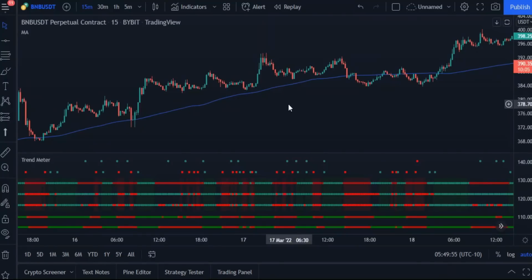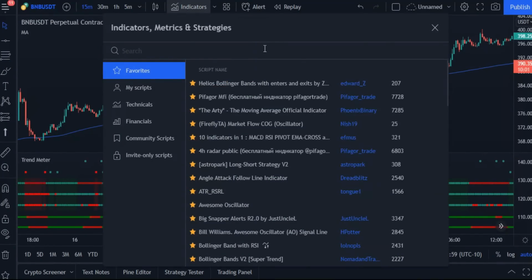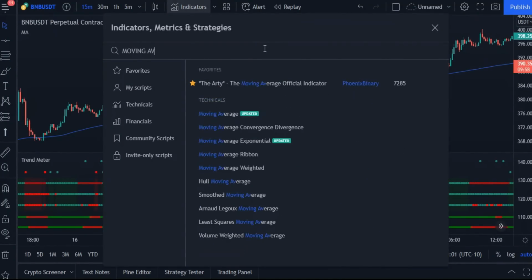Okay, but let's complete this simple strategy by adding another moving average. Open the indicator box and add another moving average.